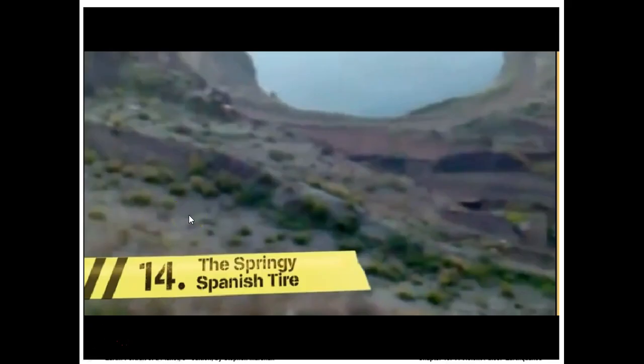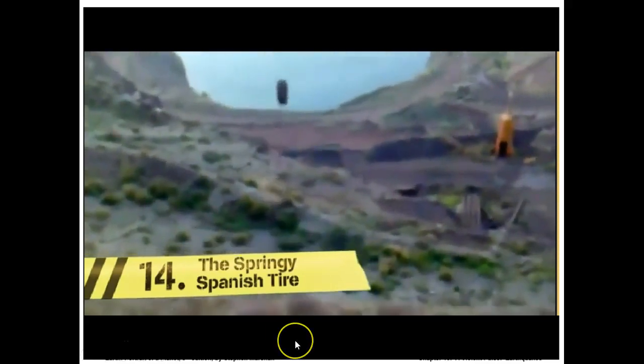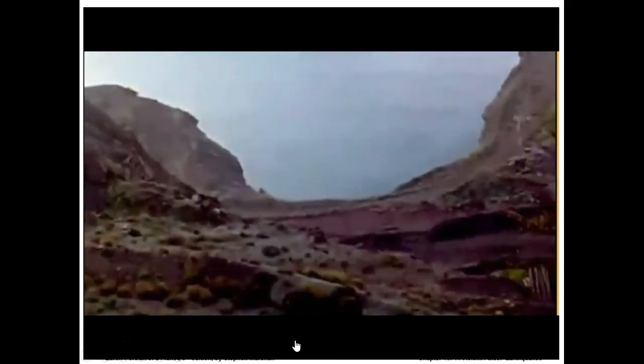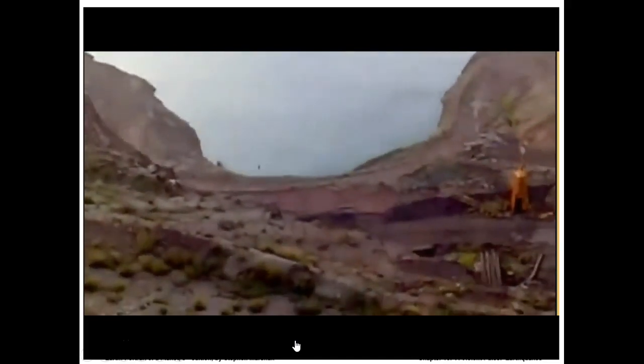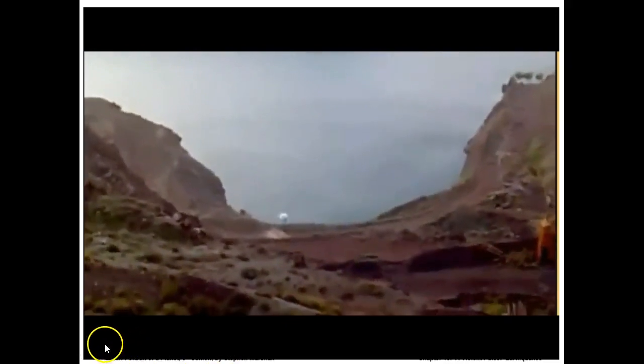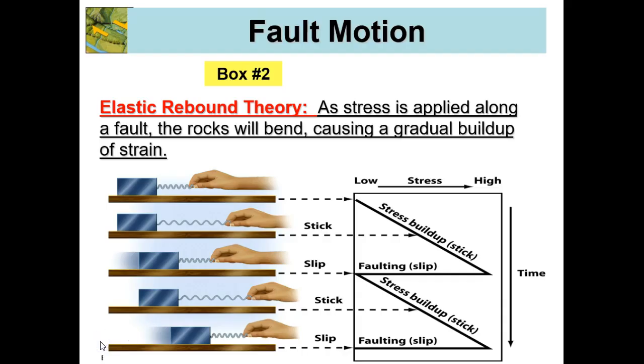Alright, so this is a picture of a group of kids that are about to bounce a tire down a mountaintop. And as you can tell, as the mountain allows that tire to roll, the tire builds up energy and releases it in the form of kinetic energy. It's like, wow! Earthquakes are very much the same.